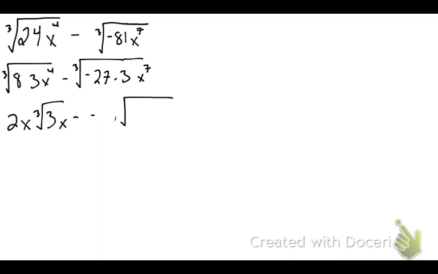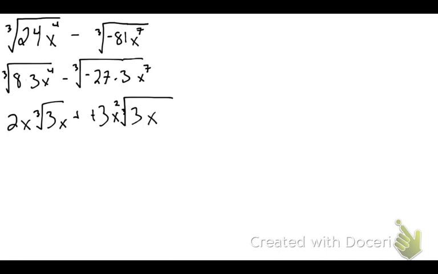Oops, let's save some space here. With 3 staying inside, 3 goes into 7 twice, so this will be x squared with 1 left over. So we have minus a negative 3x squared cube root of 3x. Minus a negative means that we're adding these.